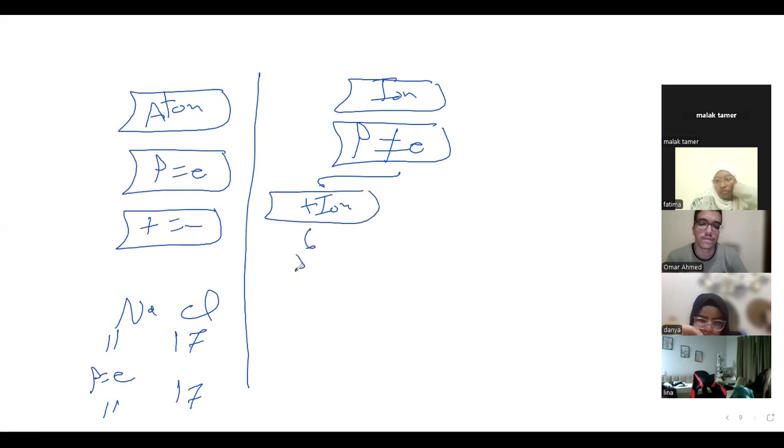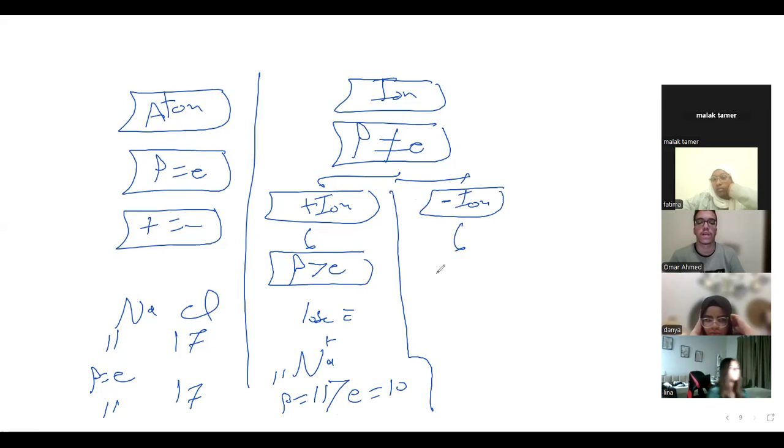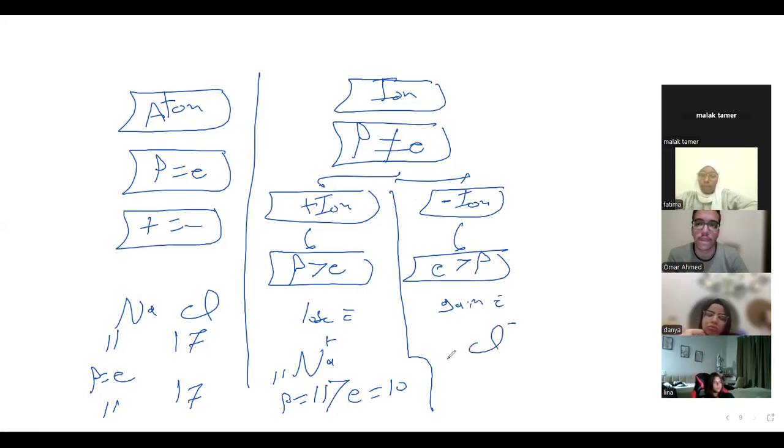Positive ion, proton is greater than electron, this means that losing electrons, like Na positive: protons equal 11, electrons equal 10. So proton is greater than electron. And negative ion, we said that electron is greater than proton. This means that gaining electrons, like Cl negative: protons equal 17 and electrons equal 18. This means that electron is greater than proton.